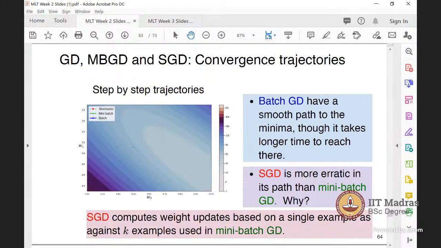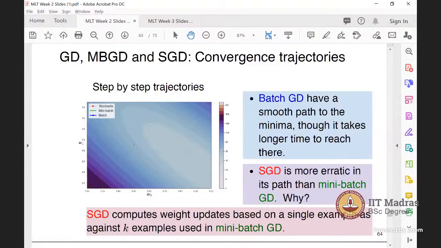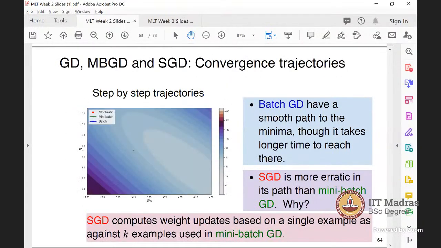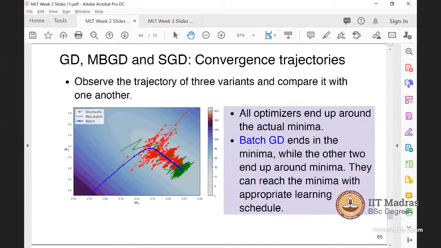Now let's go ahead and see that. Maybe, yeah. So there was an animation in the slides. Let's move forward and look at this and compare the trajectories taken by the three variations of gradient descent.